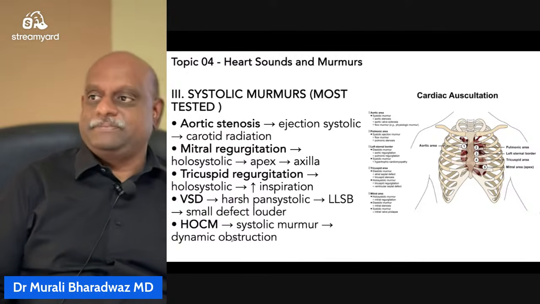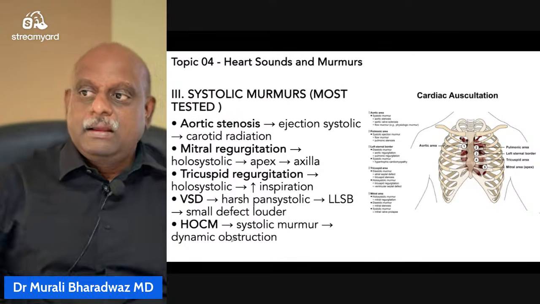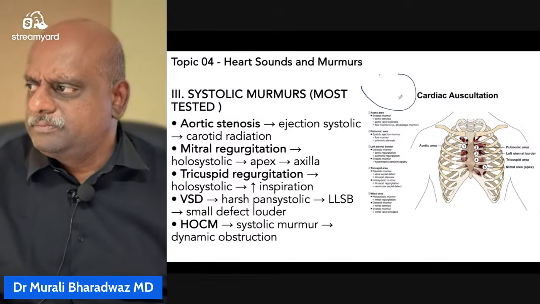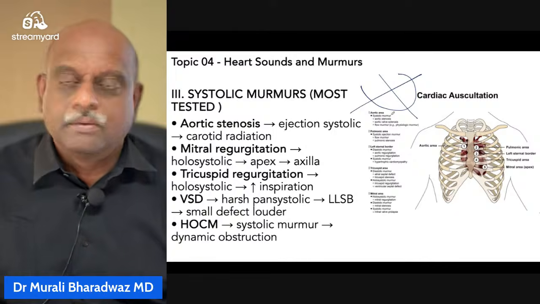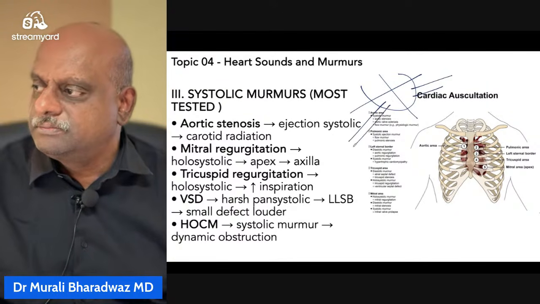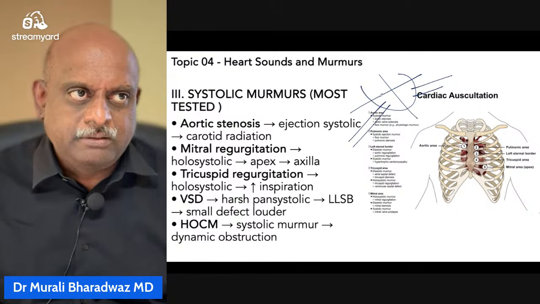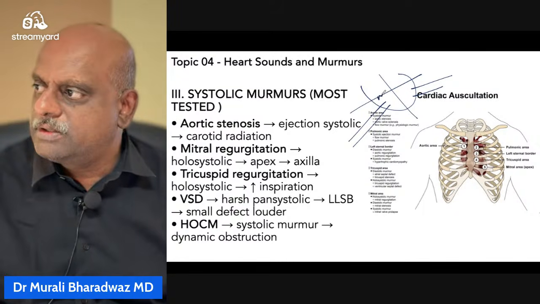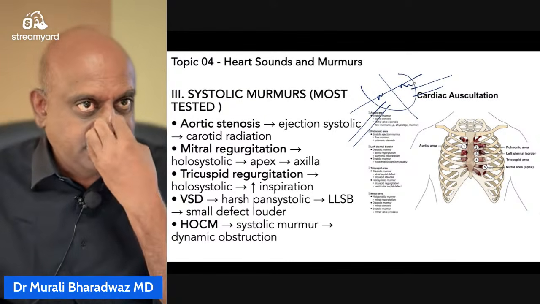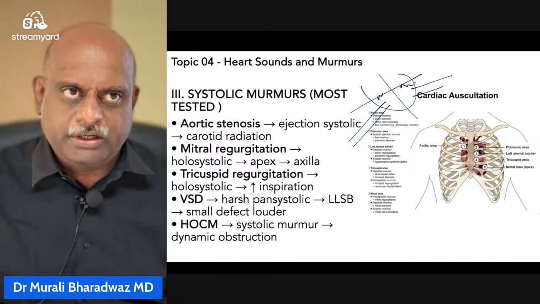All right. Murmurs. Very simple logic you try to remember. How many types of valves do you have? Aortic and pulmonary, second, AV valves. And how many phases do you have? Systolic and diastolic.